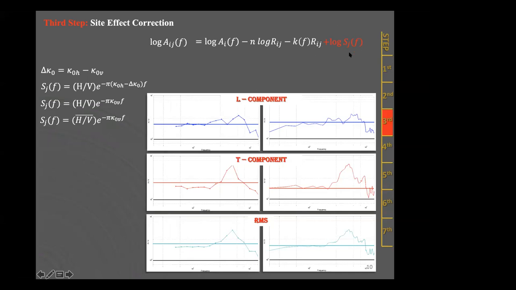When we estimated the site effect here, we can subtract it, we can move it to the left side and we will get A prime IJF, which is the Fourier amplitude spectra corrected for the site effect. So we already removed the site effect from our original Fourier amplitude spectra. And what's left on the right side is the source term, geometrical spreading, and anelastic attenuation.